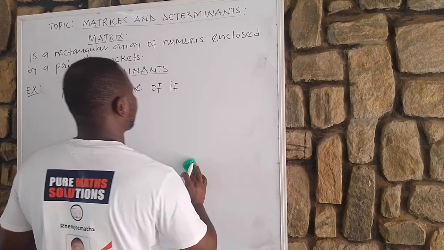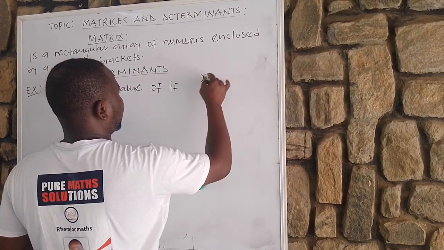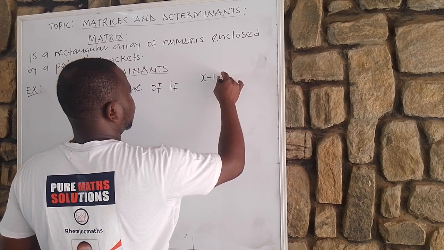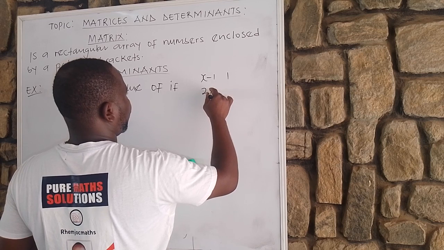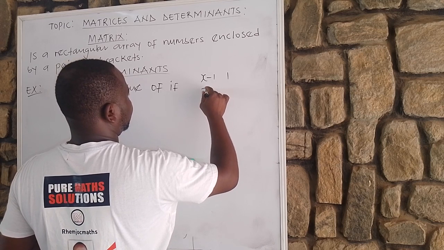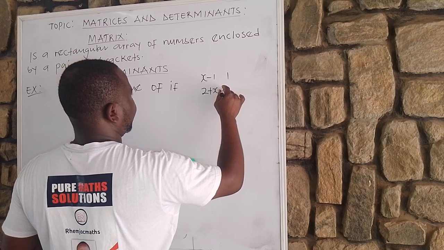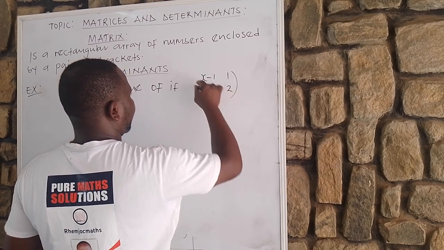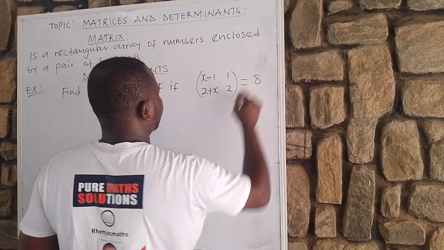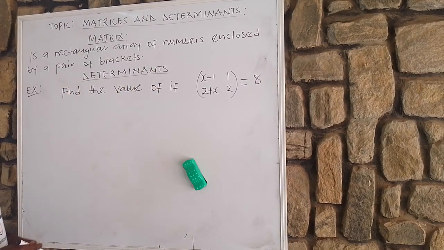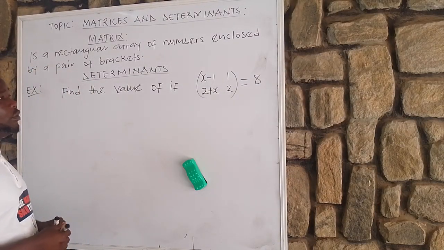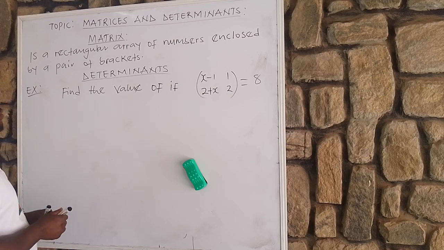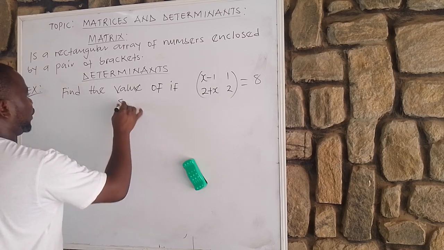we have a matrix of this form: x minus 1, 1, then 2, plus x and 3, equals to 8. If you come across questions like this, it is a matrix equation, true or false. So I'm going to show you how to solve this type of matrix. So let's write the solution.